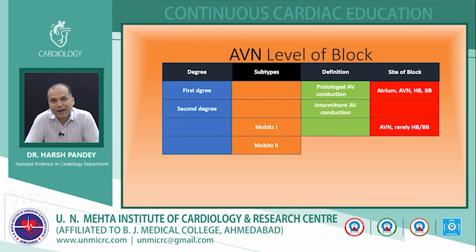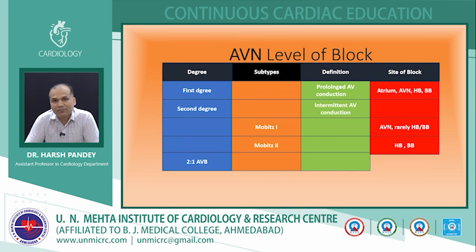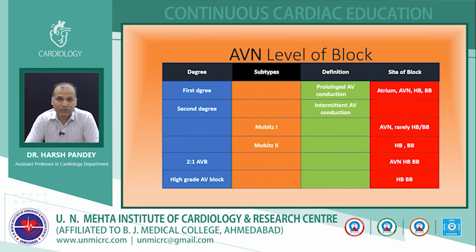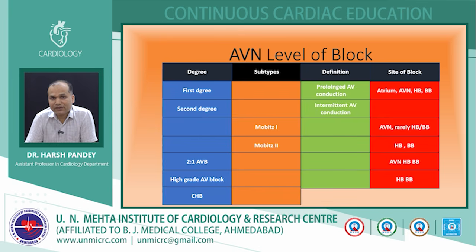In case of Mobitz type 2 AV block, it can be at the level of the His bundle, mostly at the level of the His bundle and bundle branches. Rarely it can be at the level of the AV node also. In case of 2 to 1 AV conduction, block can be anywhere from the AV node till the bundle branches. In case of high grade AV block, it is usually at the level of the His bundle or bundle branches. In case of complete heart block, it can be anywhere from the supra-His till the infra-His level.